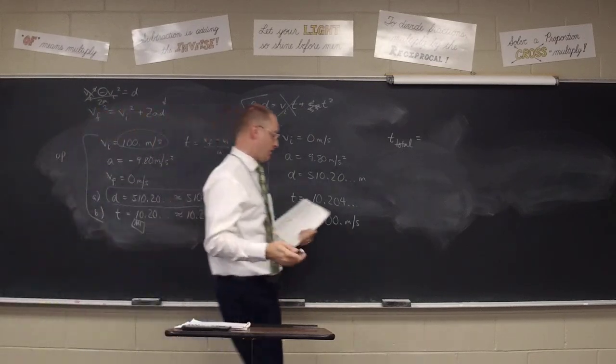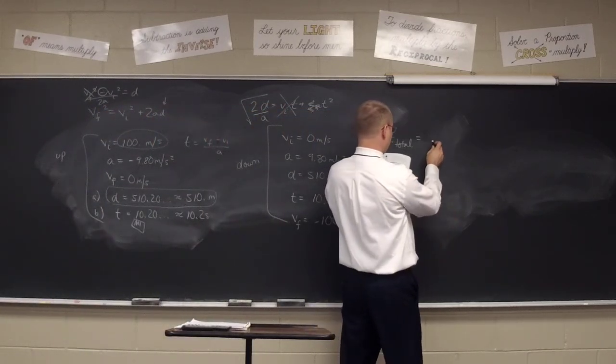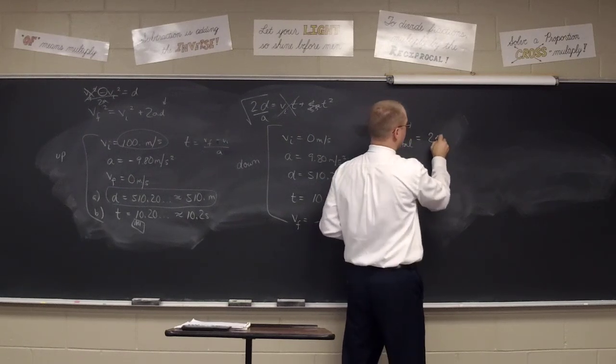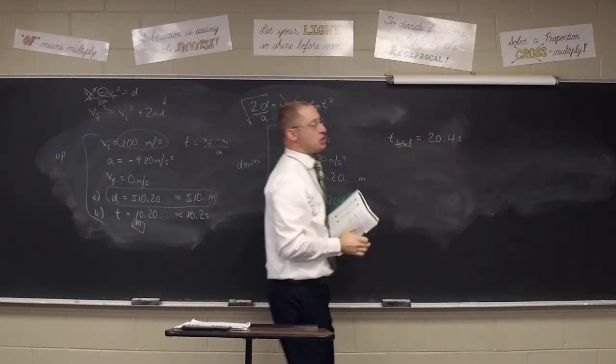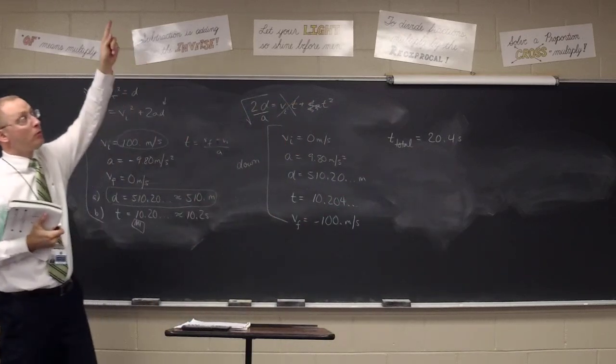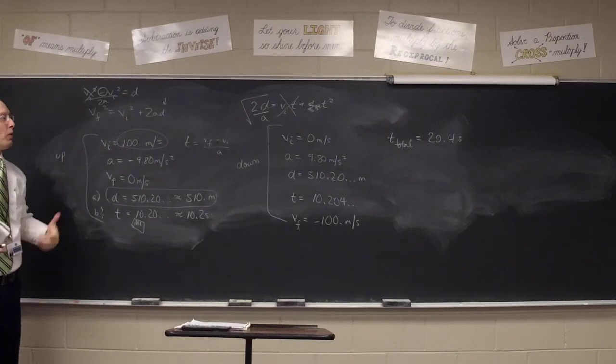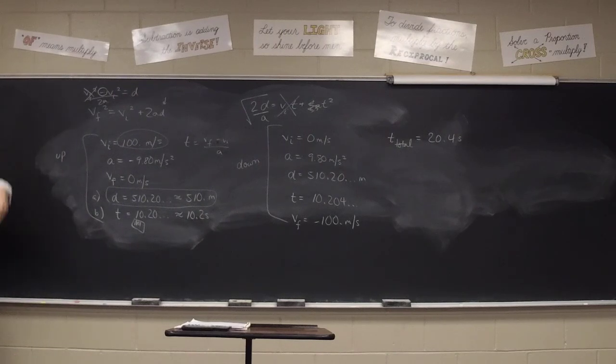So what's the total time in air, class? 20.4 seconds. Shoots the arrow. 20.4 seconds between fire and comes right back down. And hopefully, like I say, he stepped aside, whoever shot it.